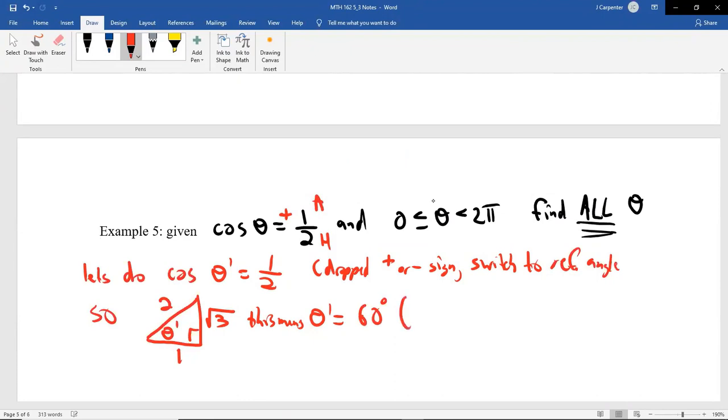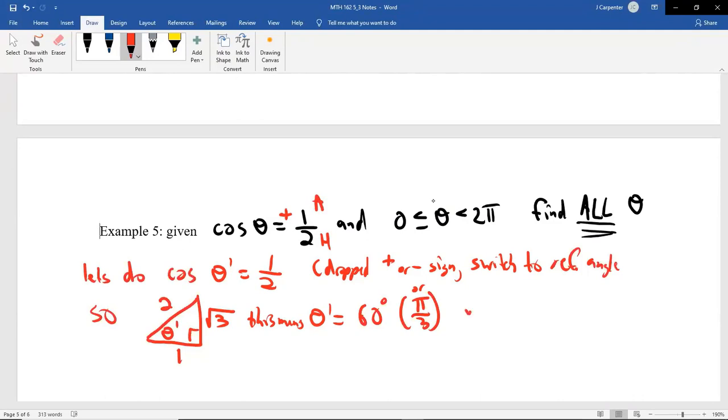The parentheses is just the same thing. I'm not saying it's 60 degrees times pi over 3. I'm saying it's 60 degrees in one version, pi over 3 in another version. Just annotation. Because this is the triangle we drew up, because we knew the cosine is adjacent over hypotenuse, we knew this had to be 1, we knew this had to be 2, which makes this square root of 3, and the angle opposite of a square root of 3 is always 60 degrees. So that's our reference angle.